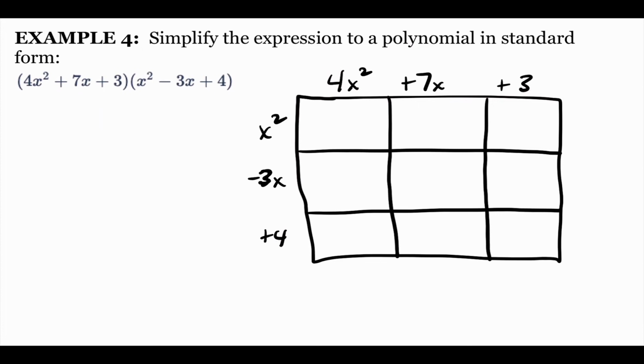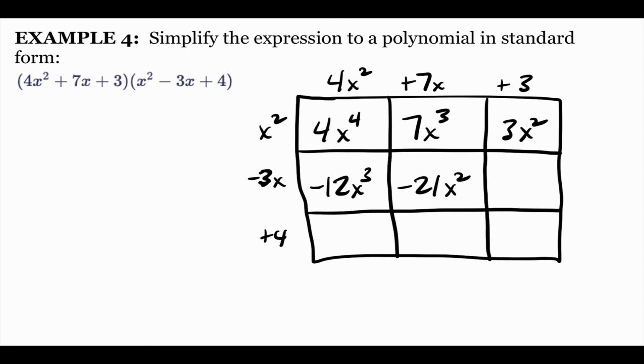All right, so now I'm going to multiply. Collect powers. 4x to the 4th. 7x to the 3rd. 3x squared. Negative 12x to the 3rd. Negative 21x squared. Negative 9x. 16x to the 4th. 28x. 12. Positive 12.